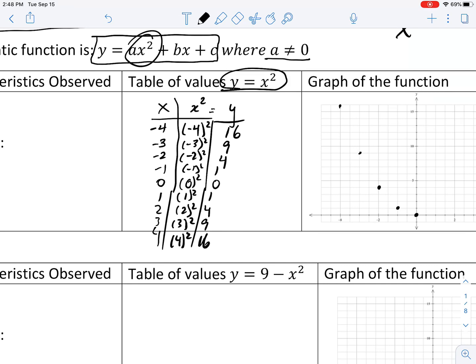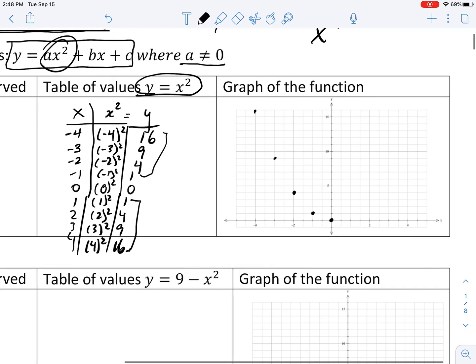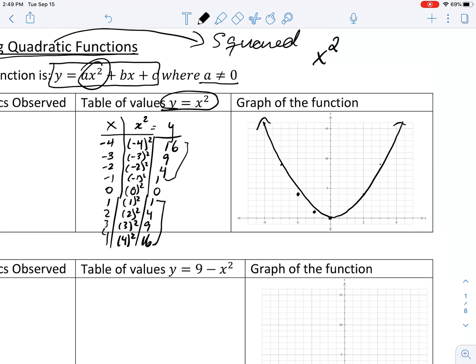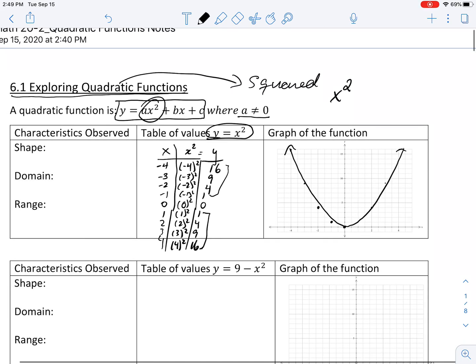And I'm going to get all those same values again. You can see that I'm going to have the symmetry here. So 1, 2 squared is 4. 3 is up here at 9. And 4 is up at the very top at 16. So this is the graph that we get, something like that, okay? And so what characteristics do we observe now that we've made that graph?